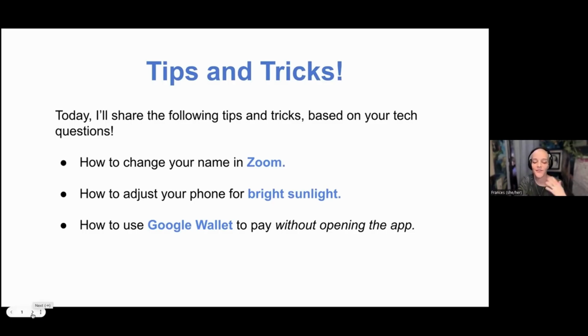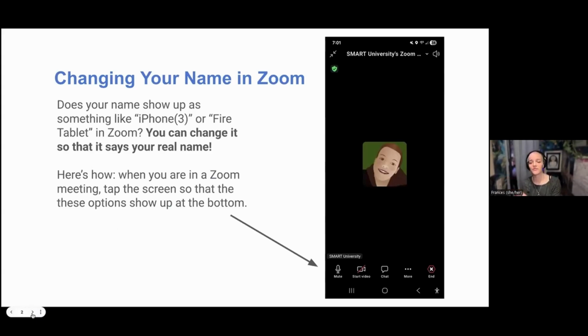I thought it would be helpful for you to see it as it shows up on your phone. We talked about this years and years ago, and then we didn't talk about it again. Good reminder. So when you go onto Zoom, does your name show up as something like iPhone 3 or Fire Tablet or something that's not actually what you want to go by? You can actually go in there and change your display name. So it'll come up as your actual name or whatever it is you want to go by.